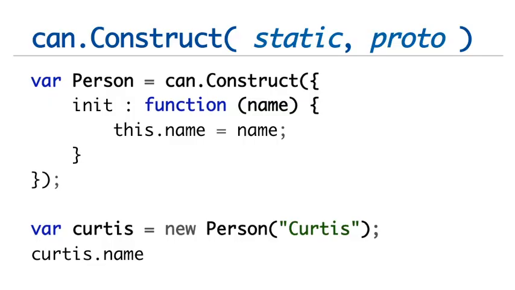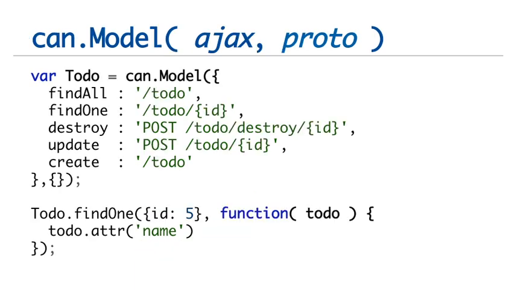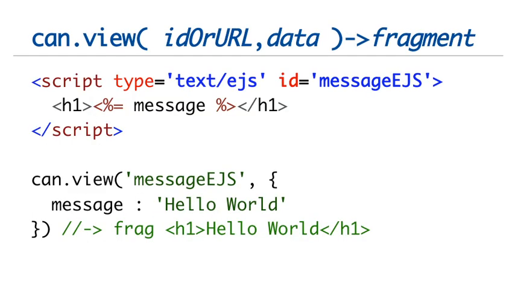can.Construct is used to create inheritable constructor functions. can.Observe provides the observable pattern. It's used to listen to changes in objects with key value binding. can.Model connects can.Observes to persistent data, and although it can work with any data source, it makes JSON REST interfaces extra easy. can.View is used to load and cache JavaScript templates. It is designed to be used with any template language.